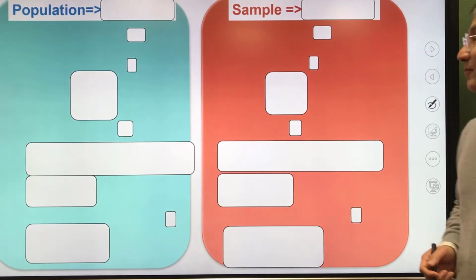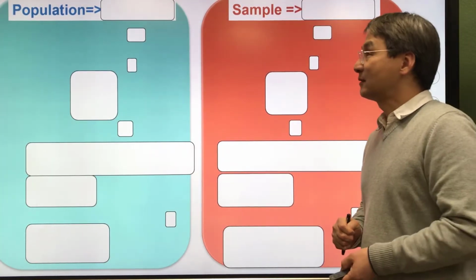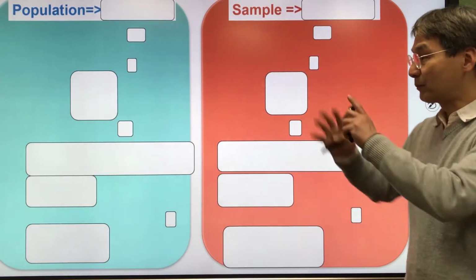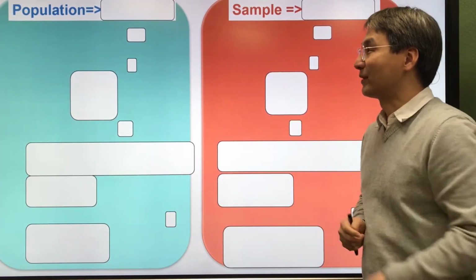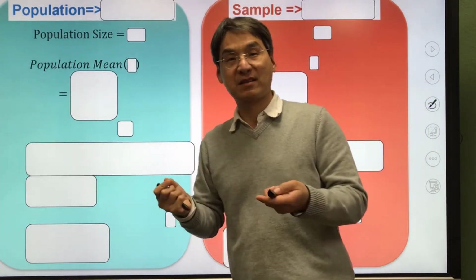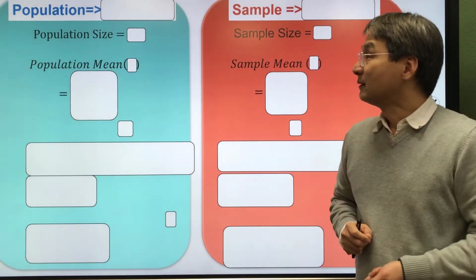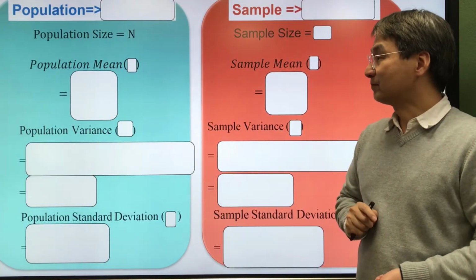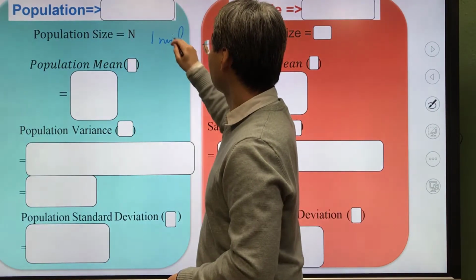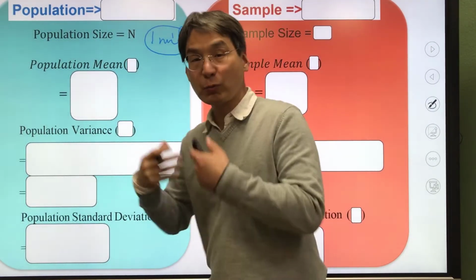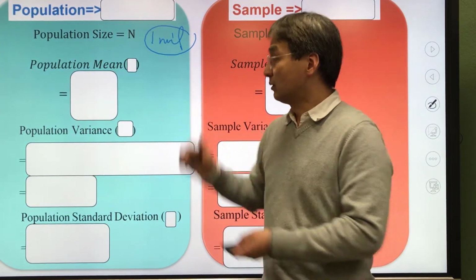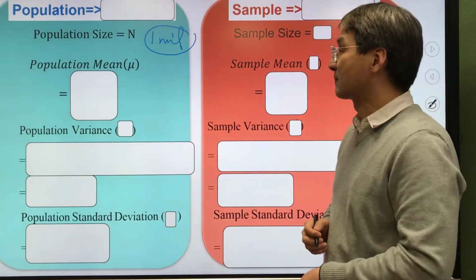Next, I would like to show you the clear comparison between population and sample. There is one population. Therefore, everything in this population is a fixed constant. Population size, big N, let's just say there are 1 million students. There are 1 million students, and we want to know their AP scores. So we check their scores.